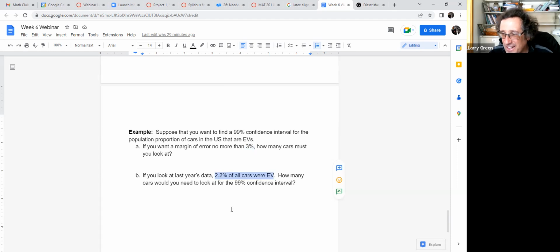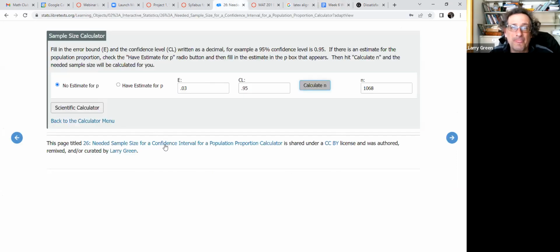We know last year's data. So we have an estimate for the population proportion. Now, we're not saying this year is exactly the same as last year, but at least we have a first guess. Do you see that? So if you have a first guess or an estimate, that changes things a lot. So let's play around. Let me go back to the 99% because that's what we did in the last one. I want to show you how much it changes if we do have an estimate.